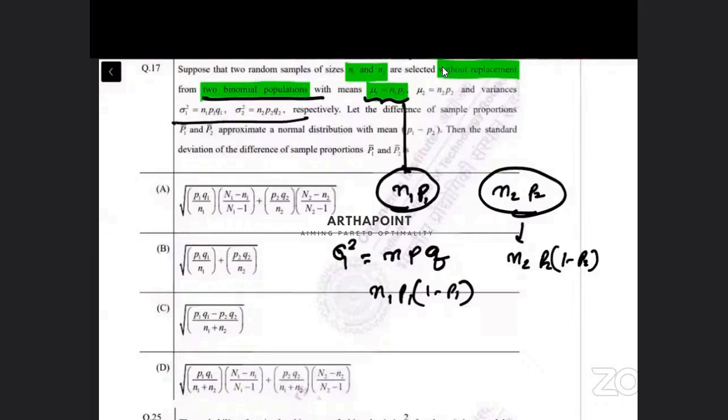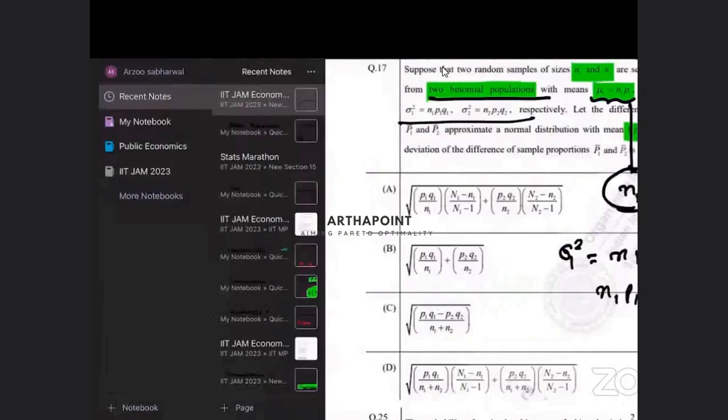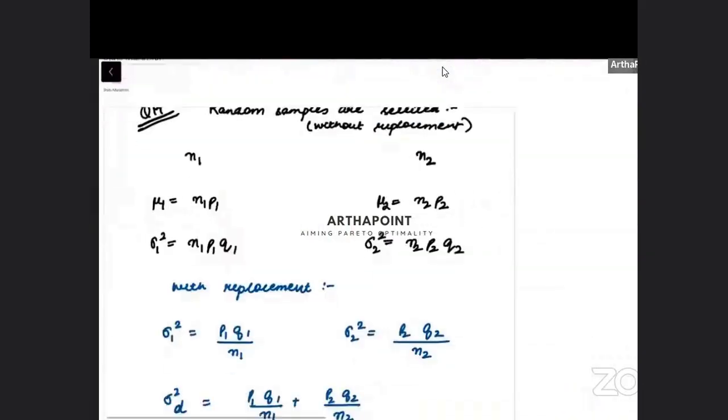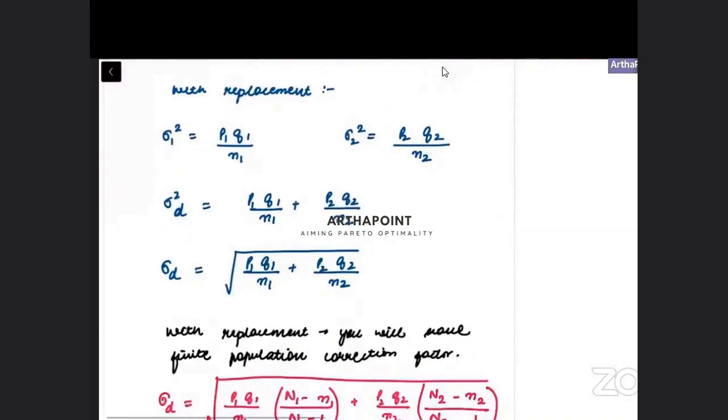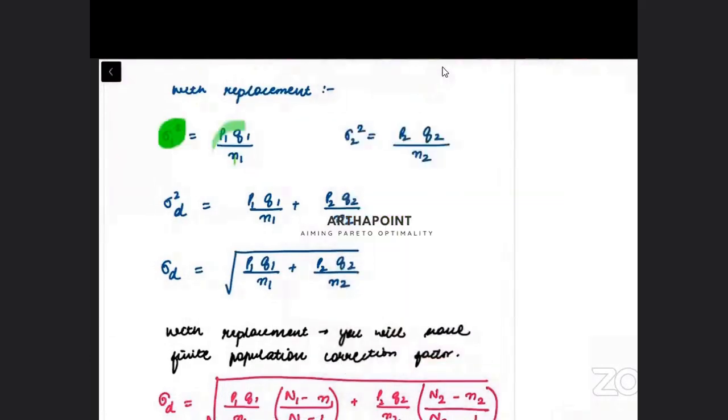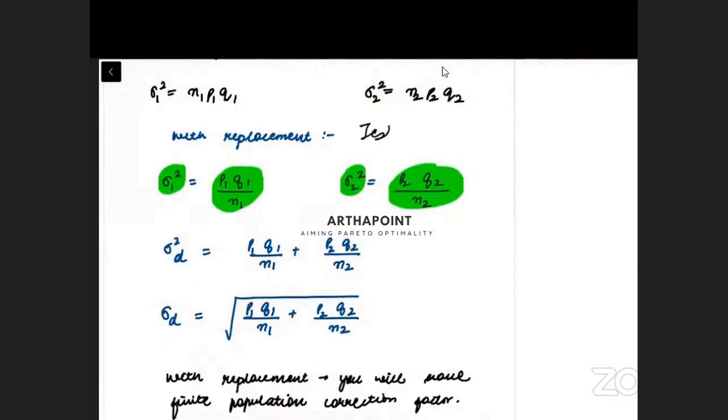Now we want to test the hypothesis for P1 minus P2. You can refer to the notes that I have given you, and we have done this also. But we have always done it with replacement. With replacement, the formula of sigma 1 square is P1Q1 by N1, and the formula of sigma 2 square is P2Q2 by N2. Please do not confuse yourself. We are testing differences of proportions.